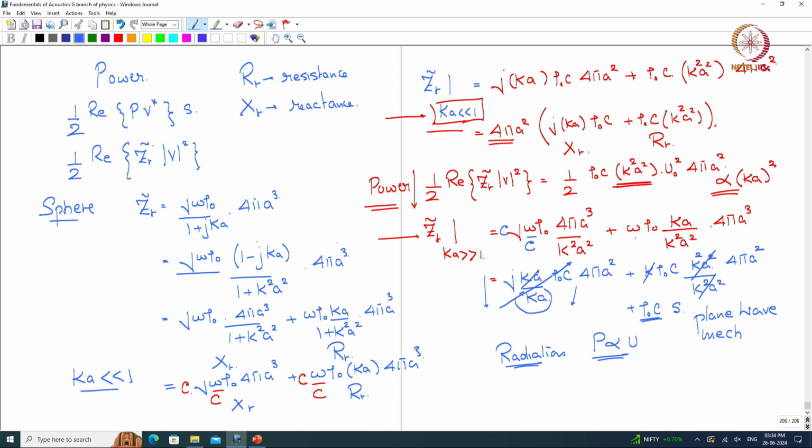So we have not made approximations here. As we say, Ka is large, we remove 1, Ka is small, we keep only 1, but without approximating, this is what happens.